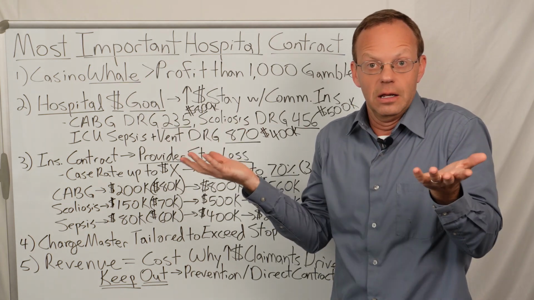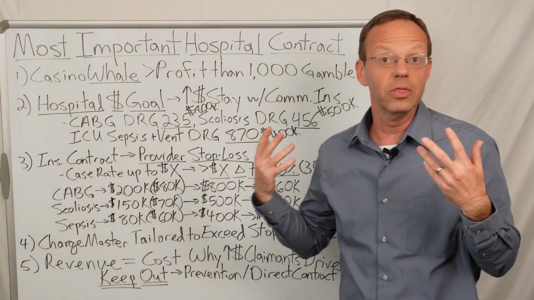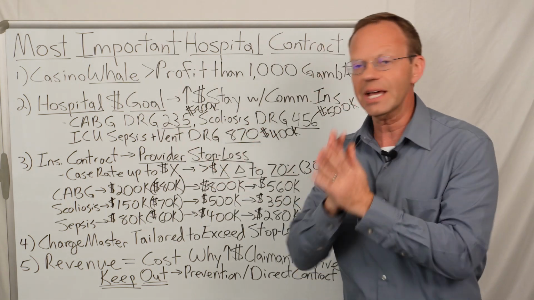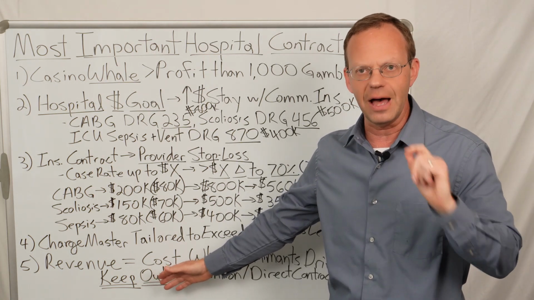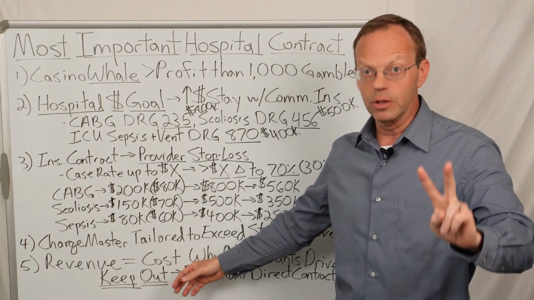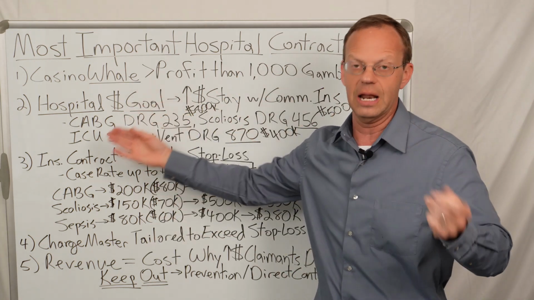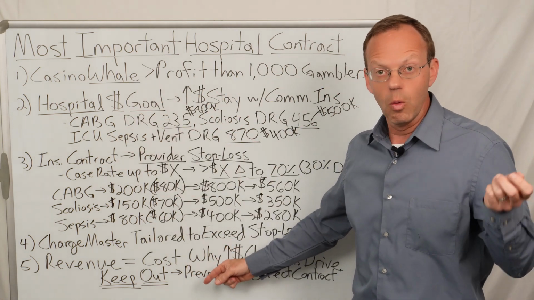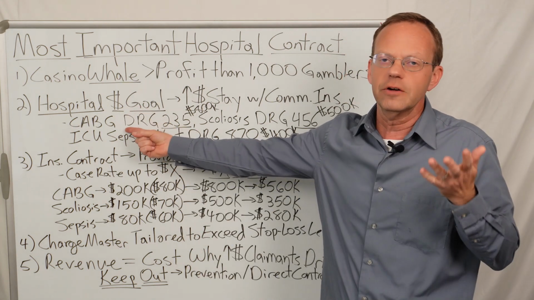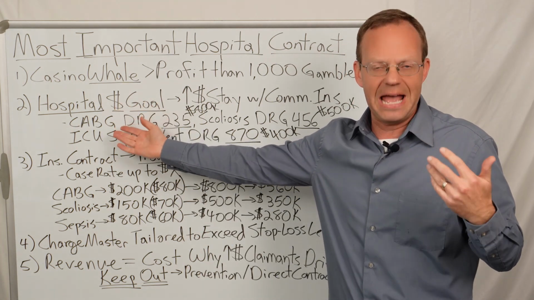So, fine. Fantastic. Thank you for the education, Dr. Bricker. What in the world am I going to do about it? Okay, the key is to keep your plan members out of the hospital. And there are a couple of ways to do this, especially as it relates to CABGs and scoliosis surgery and ICU stays for sepsis. One is through prevention. What can you do to decrease the cardiovascular risk of your population such that they don't need to have CABGs?